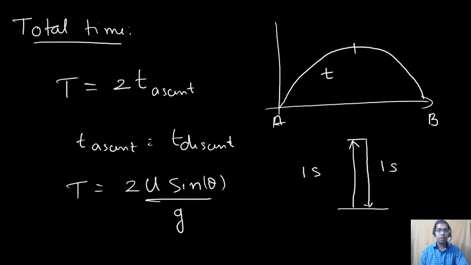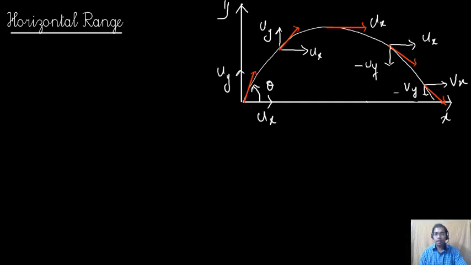Now the next thing that we have to look at is the horizontal range. So when I talk about horizontal range, I am basically talking about this distance. If I take this as A and this point as B, what is this distance that has been traveled? And this we give the symbol R. So now if I have to look at horizontal range, I will only look at the velocity along the x-axis and the time taken to cover the distance.